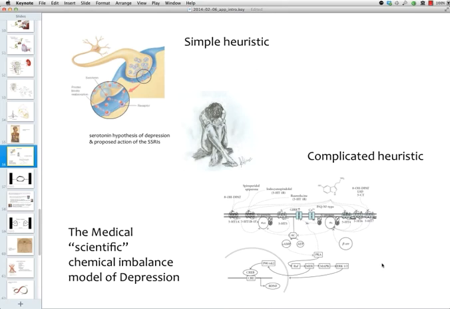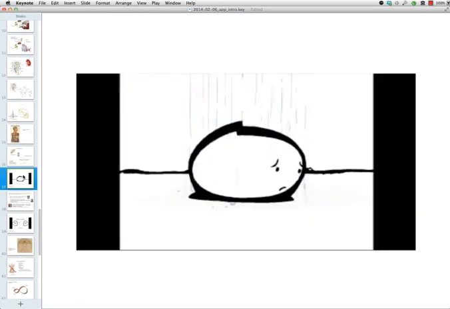The complicated heuristic looks more like this. There's a bunch of intermediates, but the bottom line is that depression is a disease of serotonin deficiency, right? This chemical imbalance model of depression. So I just want to look at a little piece of public media for a second here. And pardon the sound on this. I'll try to make it decent.